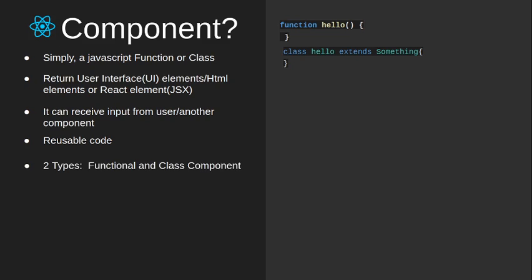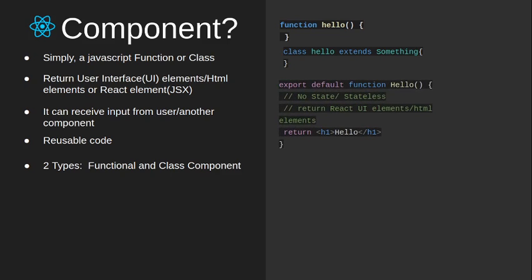Okay, two types of components we already talked about at the beginning: functional component and class component. These two components are more famous. Now the functional component is becoming more famous because of its simplicity. The class component is a little bit more complex, but it also has a lot of nice features that you can use.